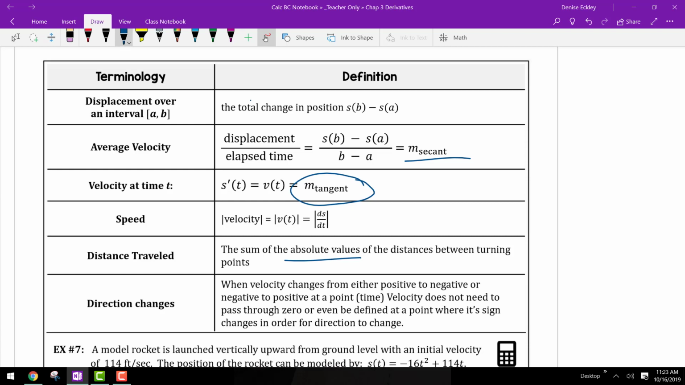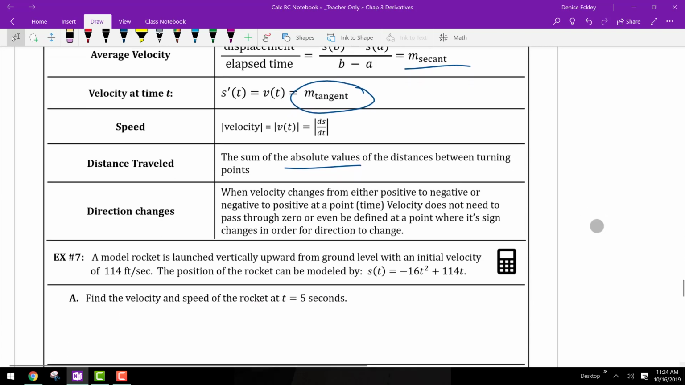And then finally, direction changes. So when the velocity changes from positive to negative or negative to positive, that's a direction change. The velocity does not need to pass through zero, or even be defined at a point where its sign changes, in order for there to be a direction change. You could have a jump, something like that. It doesn't have to be a connected graph. Just want to make you aware of that.